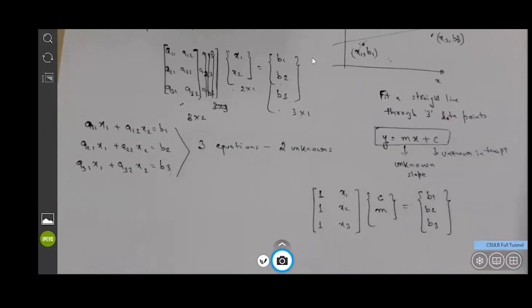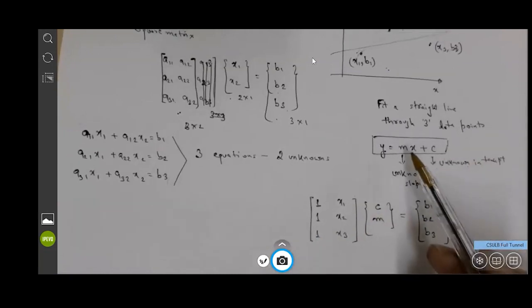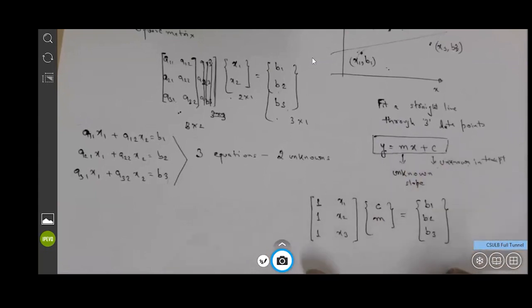So I'm giving a couple of minutes to the class to see whether this specific representation makes sense.